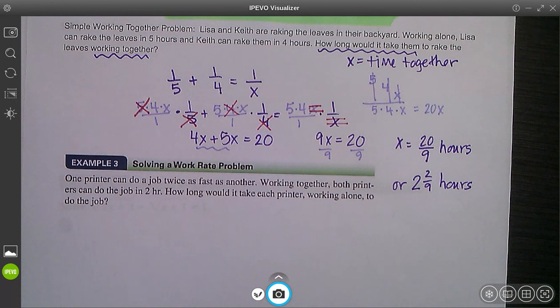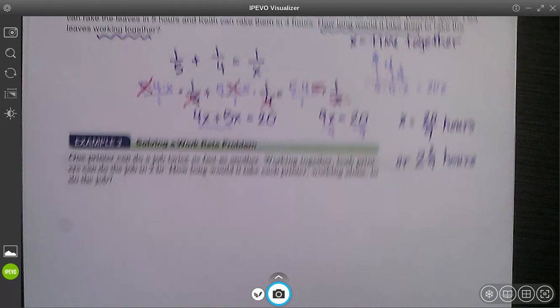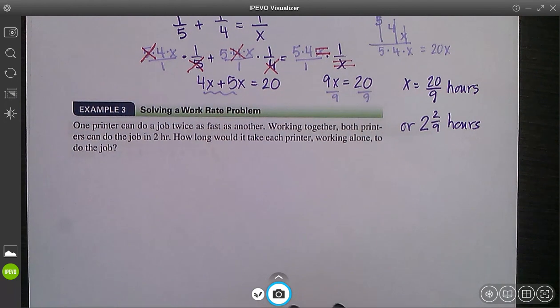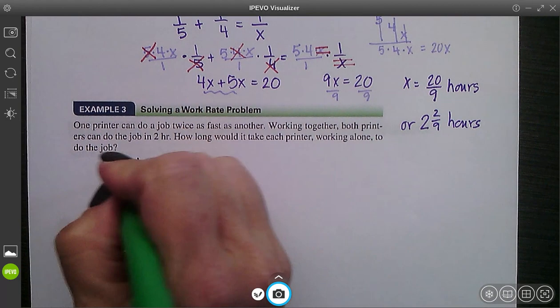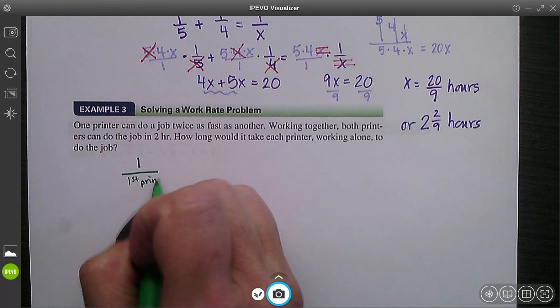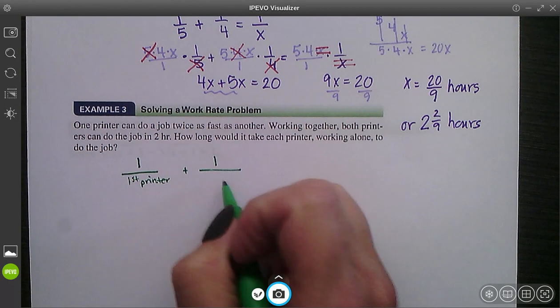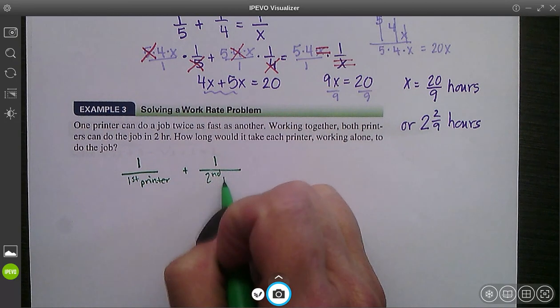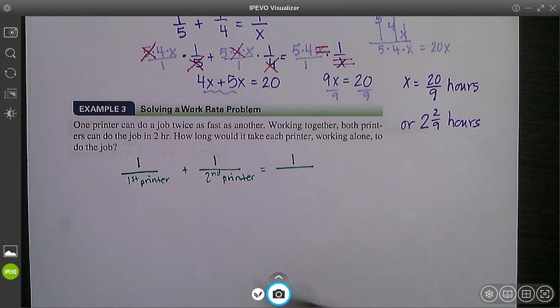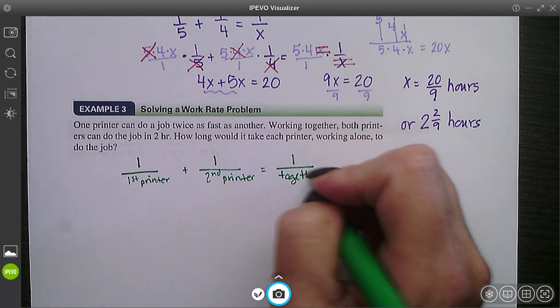Okay, how about this printer? One printer can do a job twice as fast as another. Working together, both printers can do the job in 2 hours. How long would it take each printer working alone to do the job? So I'm going to have that simple working together: 1 over the first printer, its time alone, plus 1 over the second printer is going to be equal to 1 over the time it takes them together.